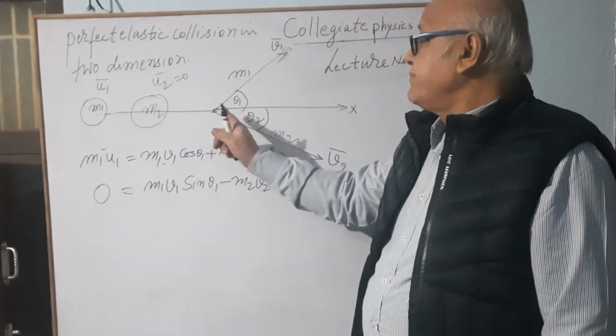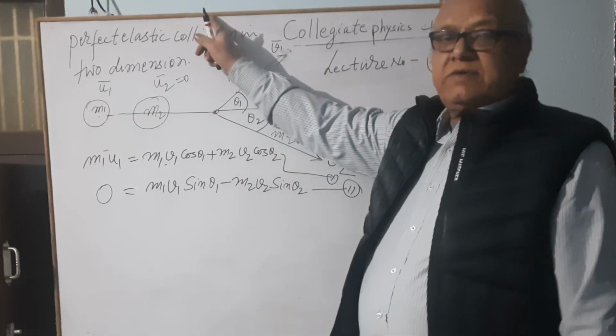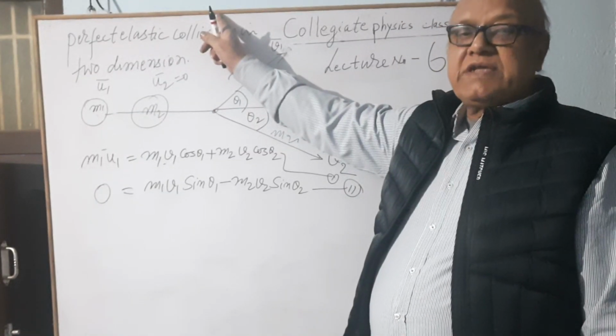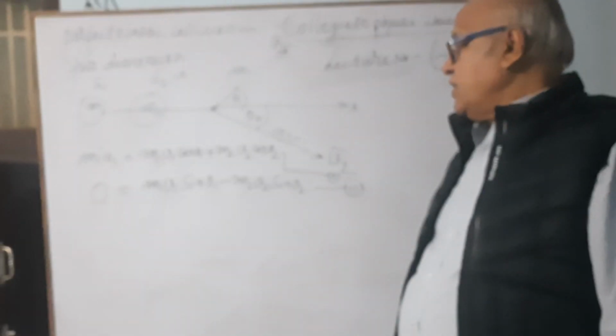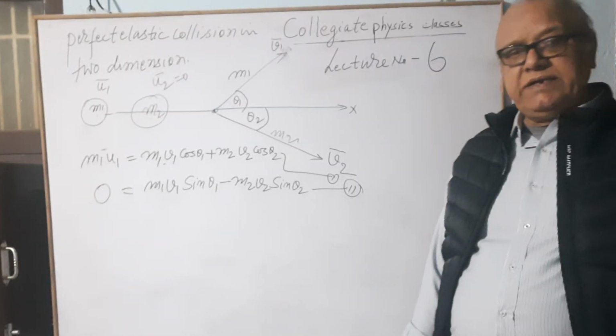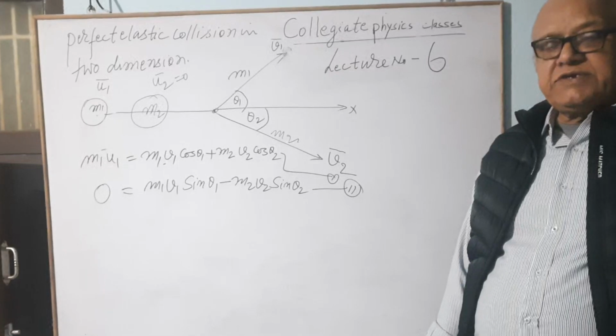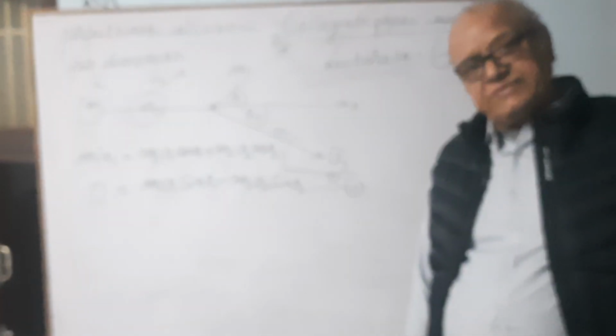The momentum along positive direction of y-axis will be taken as positive, and the momentum along negative direction of y-axis will be taken as negative. So these two equations have been obtained by applying the law of conservation of momentum along x-axis and along y-axis.